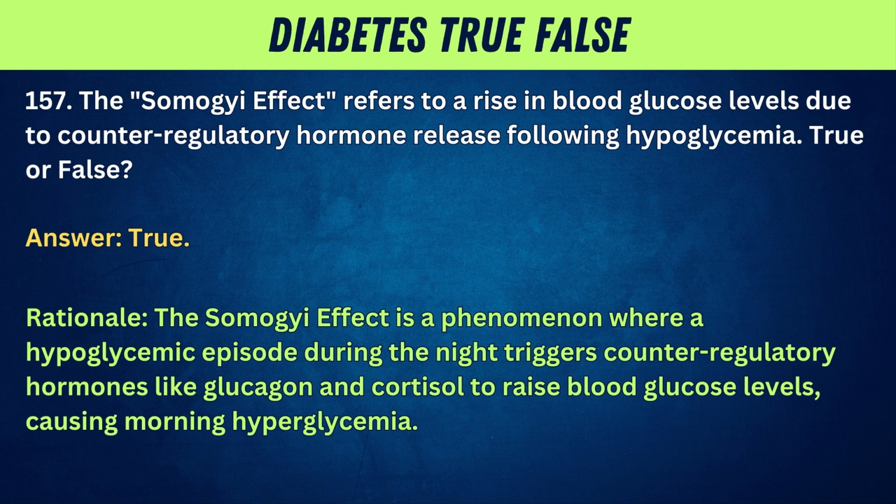157. The Somogyi effect refers to a rise in blood glucose levels due to counterregulatory hormone release following hypoglycemia. True or false? Answer: true. Rationale: The Somogyi effect is a phenomenon where a hypoglycemic episode during the night triggers counterregulatory hormones like glucagon and cortisol to raise blood glucose levels, causing morning hyperglycemia.